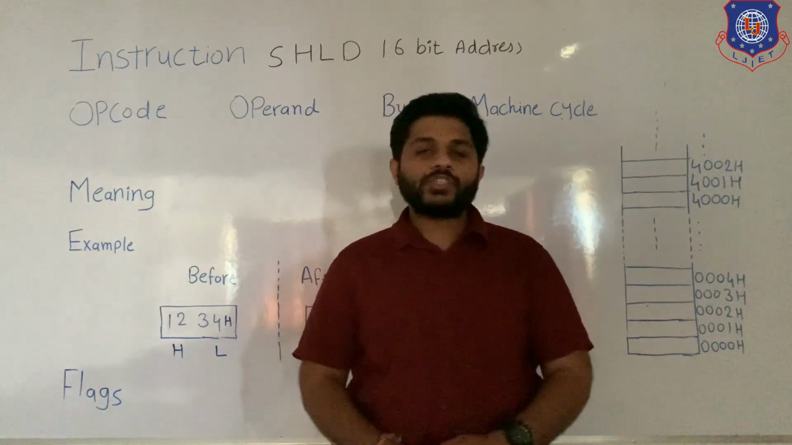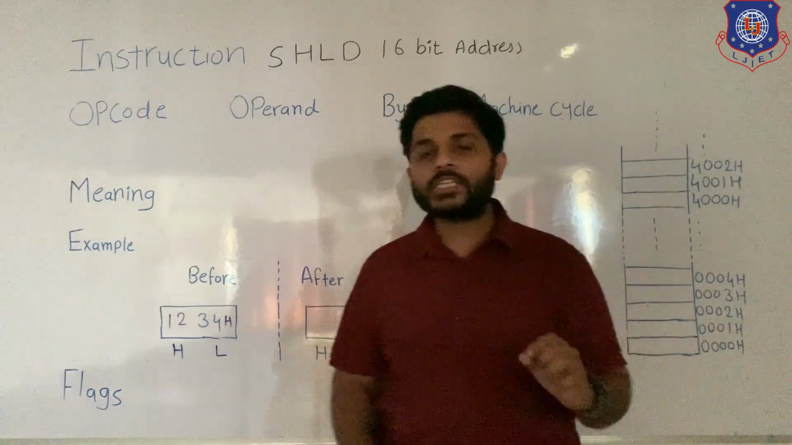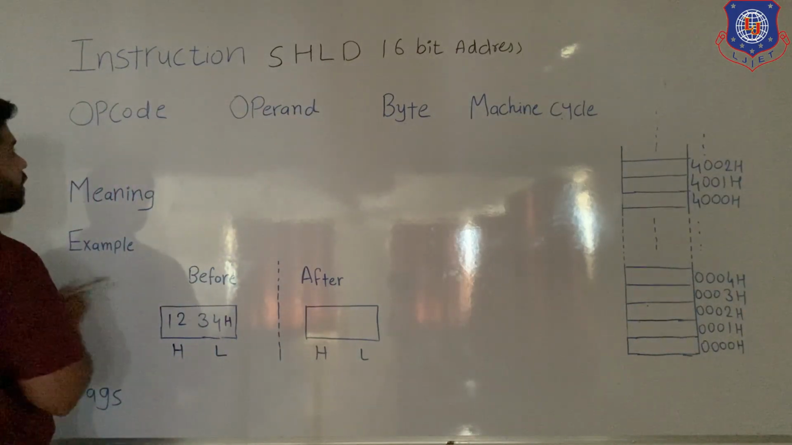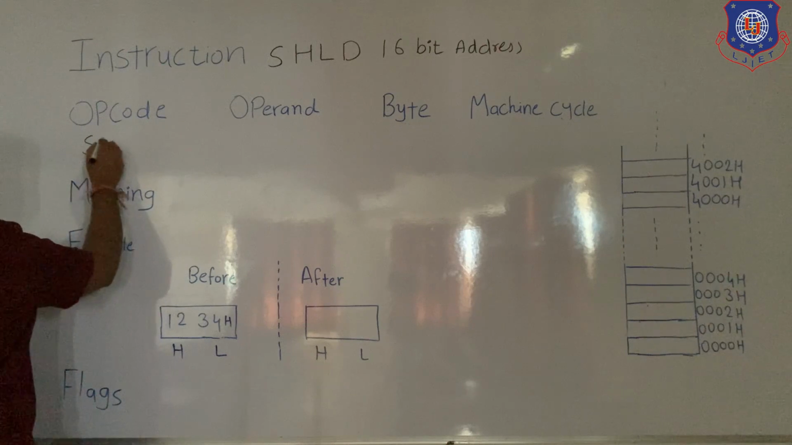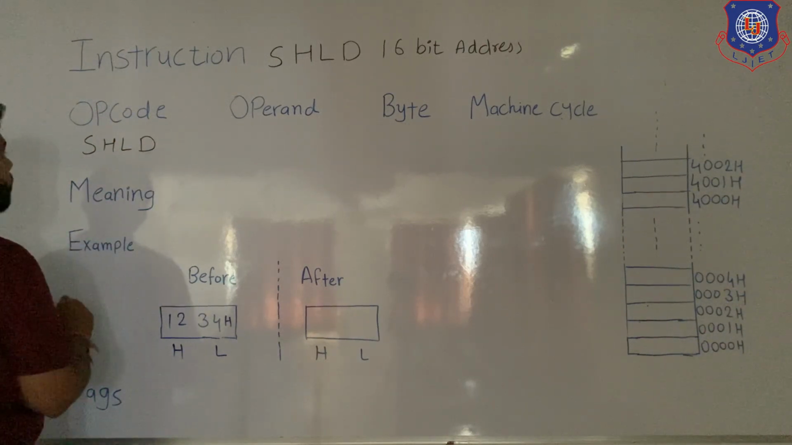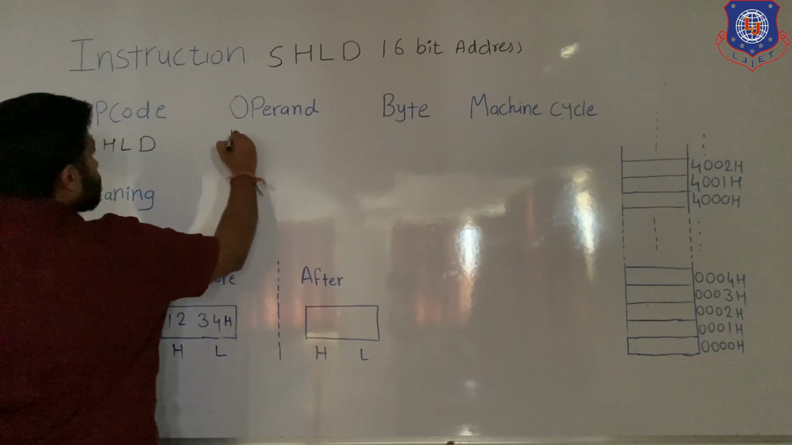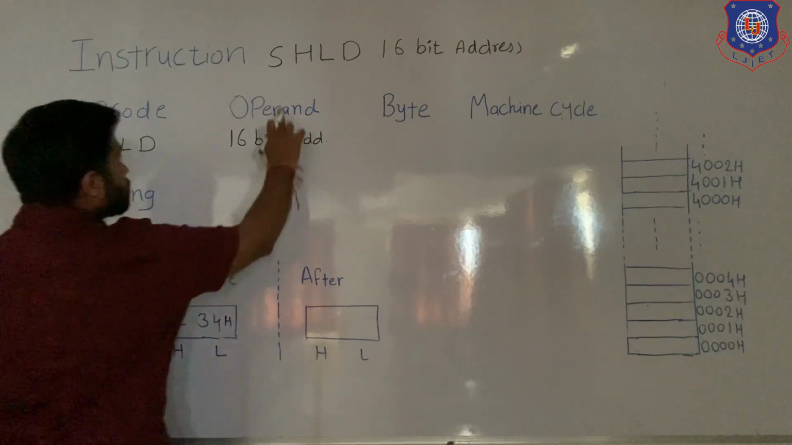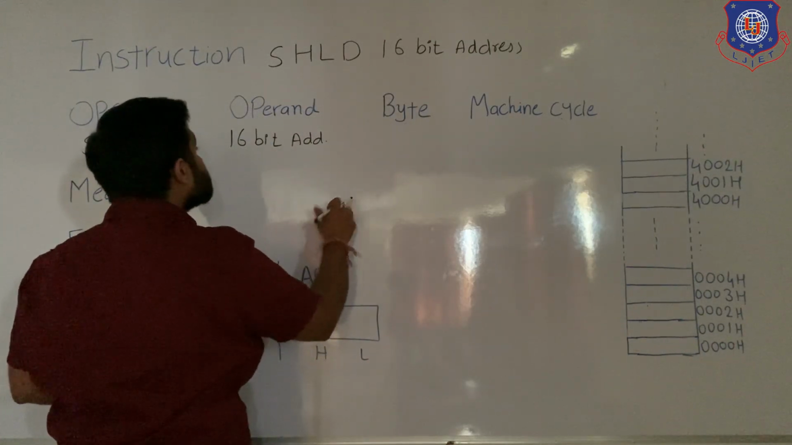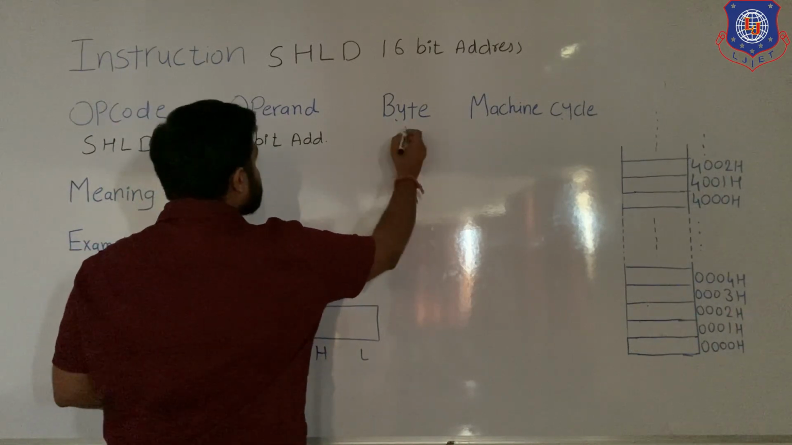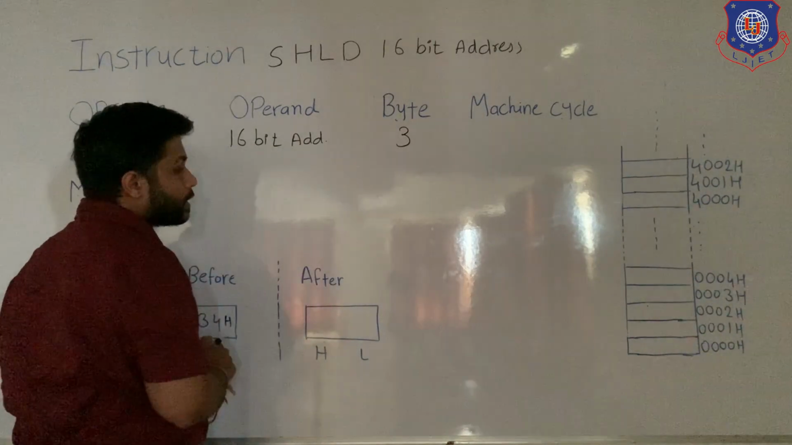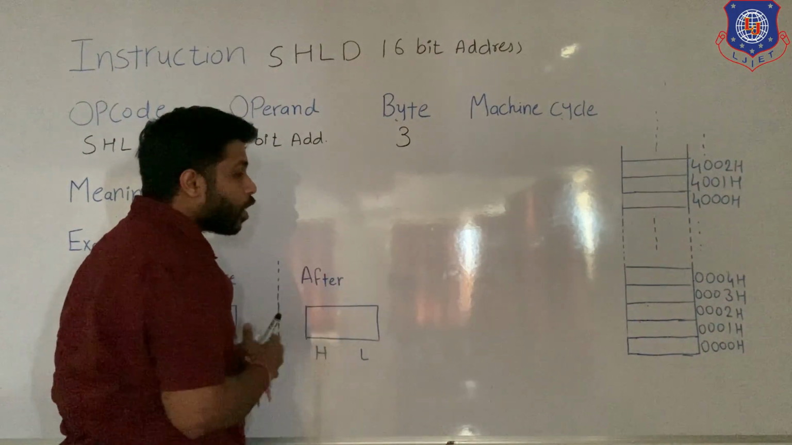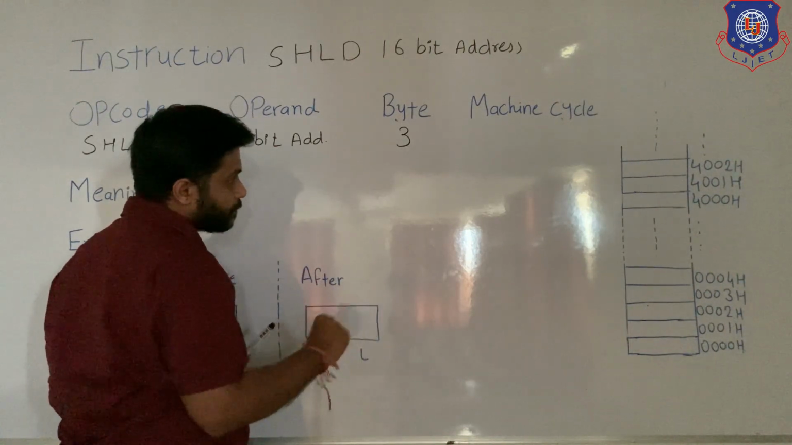Now let's see the instruction SHLD 16-bit address. In this instruction, the first portion is SHLD, and that is the opcode. The remaining part of the instruction is the 16-bit address, and that is the operand. You can clearly see that a 16-bit value is present. It means this instruction is of 3 bytes. When we give this instruction to the memory, it will occupy 3 consecutive memory locations.